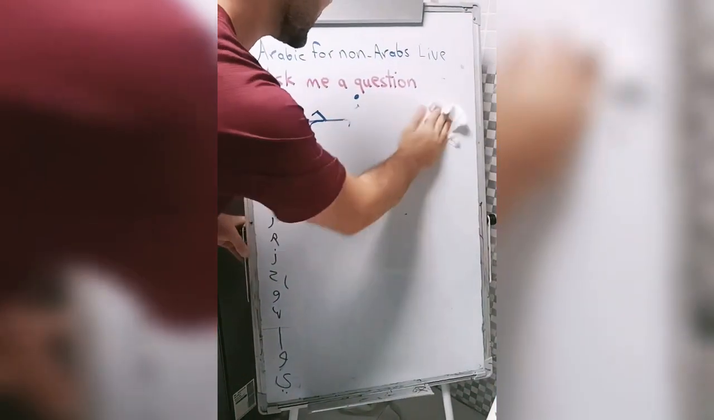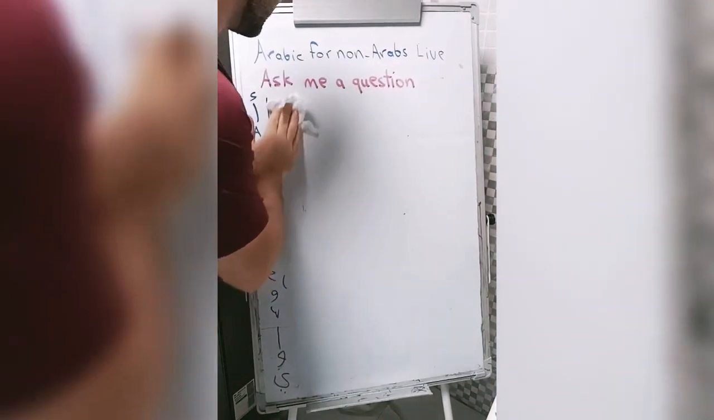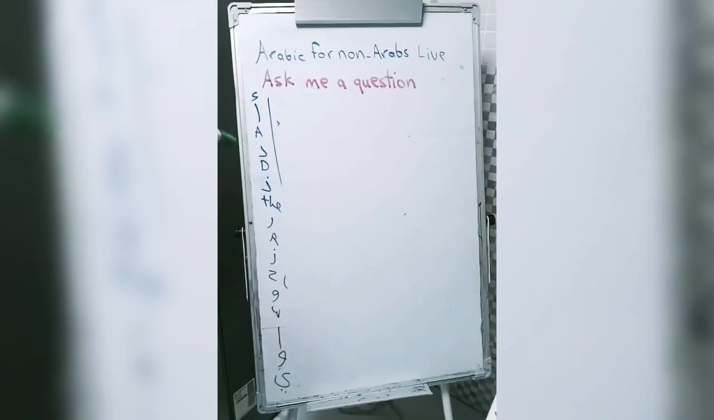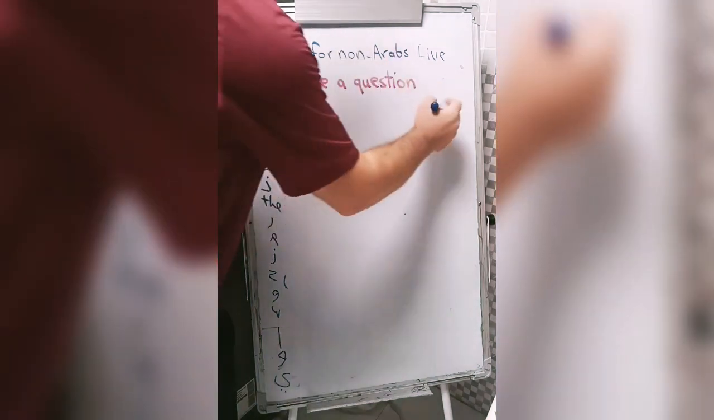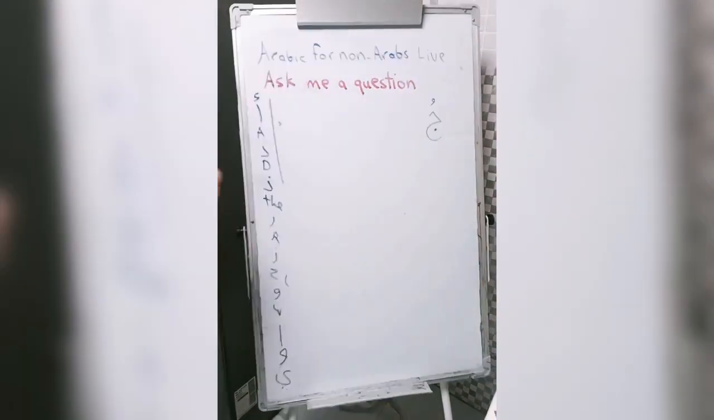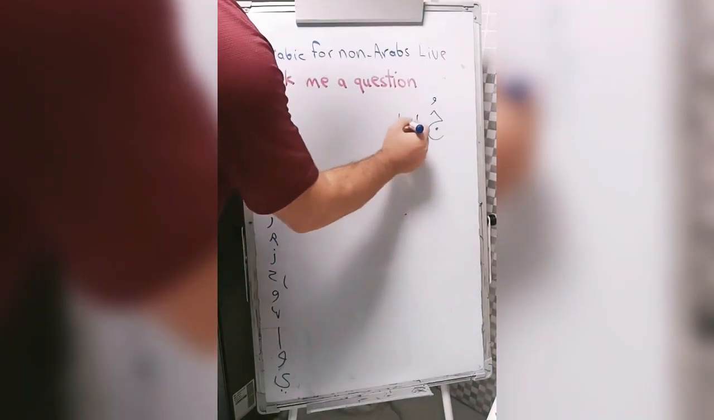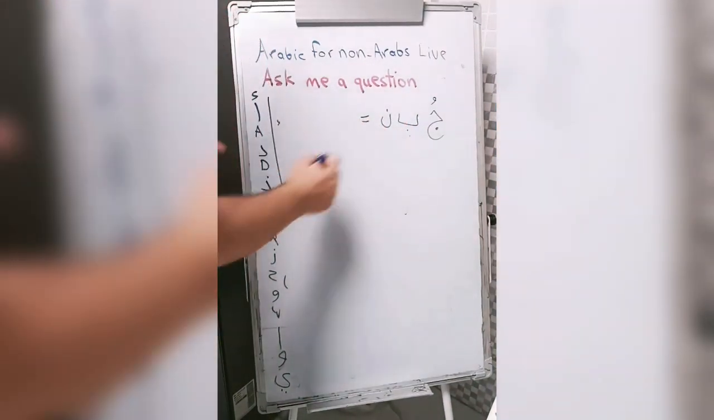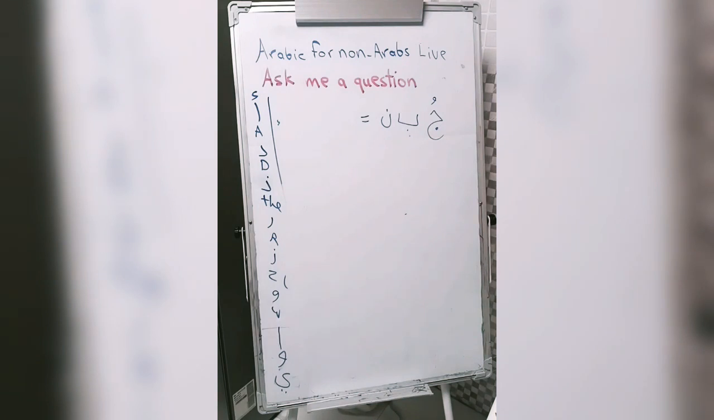Let's make now some words. It's your turn now to make words with me. The first word is, I have this letter and I'll put this sign on top. Second letter, and I have a third letter. What is this word? Help me. At least help me read it.